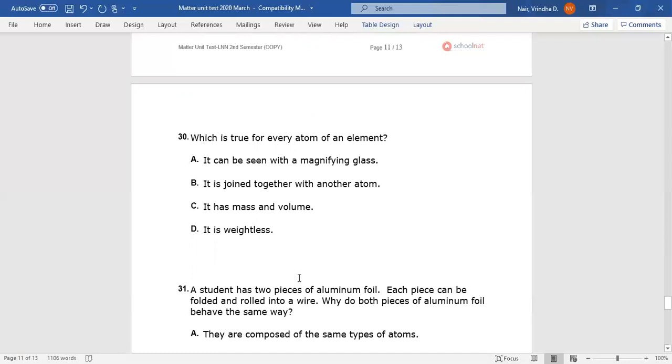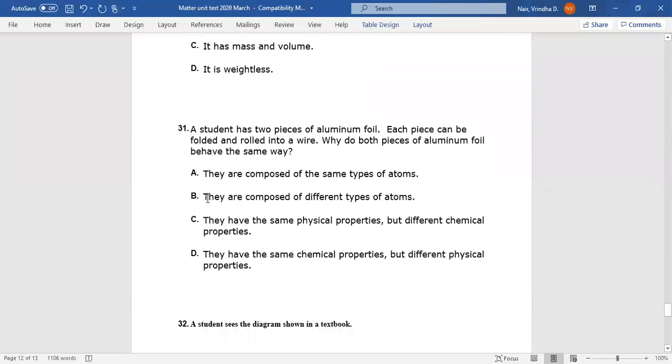A student has two pieces of aluminum foil. Each piece can be folded and rolled into wires. Why do both pieces of aluminum foil behave the same way? A, they are composed of the same type of atom. They are composed of different types of atoms. They have different physical properties but different chemical properties. They have the same physical but different chemical properties. Again, remember, a student has two pieces of aluminum foil. Each piece can be rolled into wire. Why do both aluminum foils behave the same way?